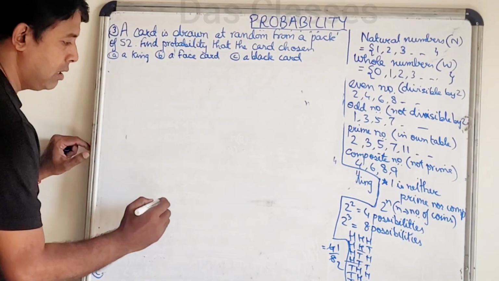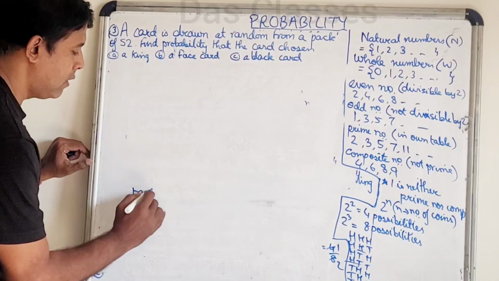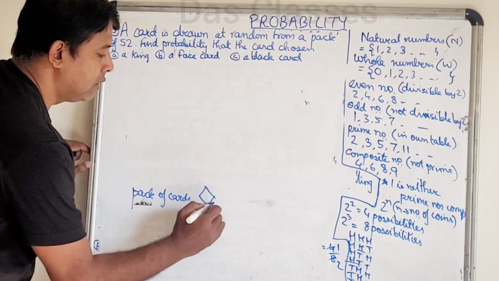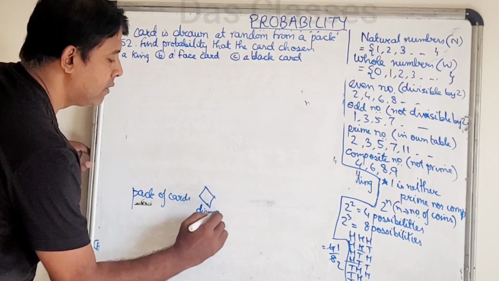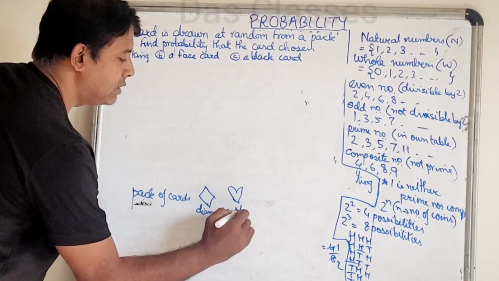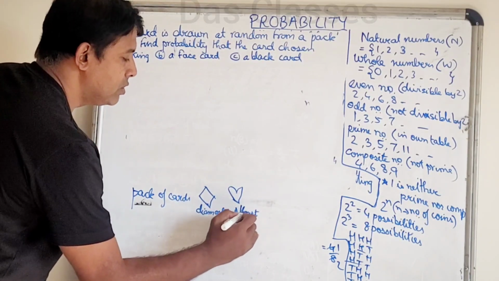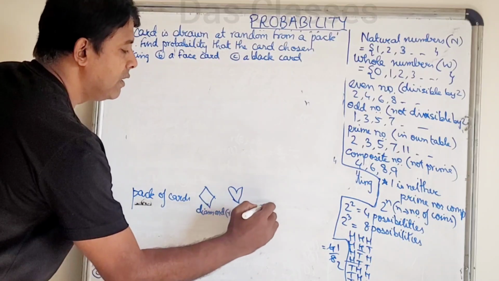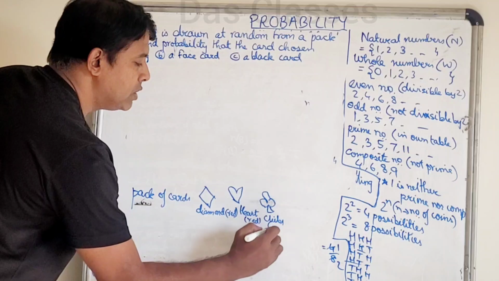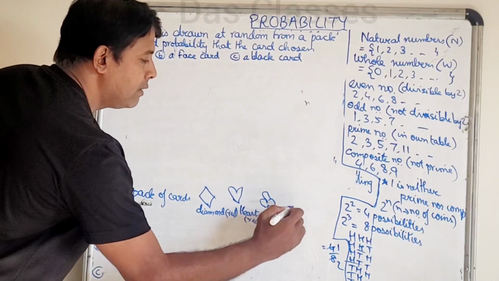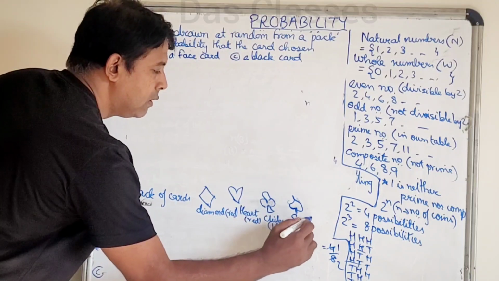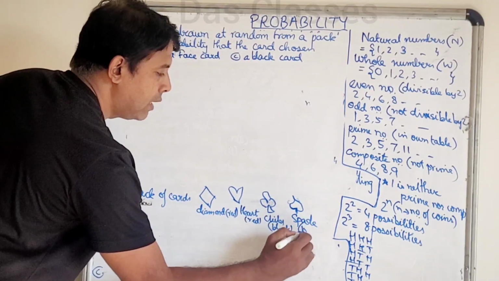See, in a pack of cards, as you may know, there is diamond, which is a red color. Then there are hearts, which is also red color cards. Then there is clubs, which is black color cards. And then there is spade, which is also a black color card.